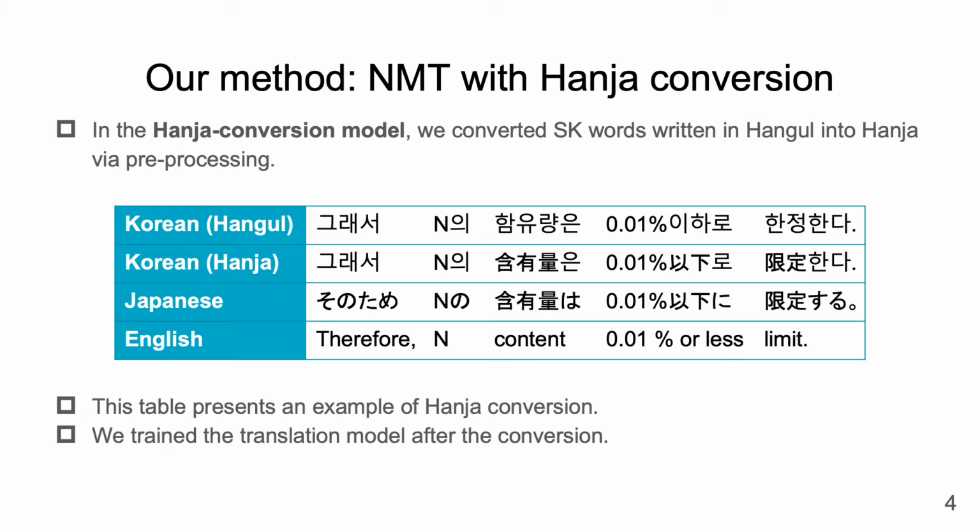Next, I'd like to explain our methods in detail. At first, we proposed the Hanja conversion model. In this model, we converted SK words written in Hangul into Hanja via pre-processing. This table presents an example of Hanja conversion, and we trained the translation model after the conversion.